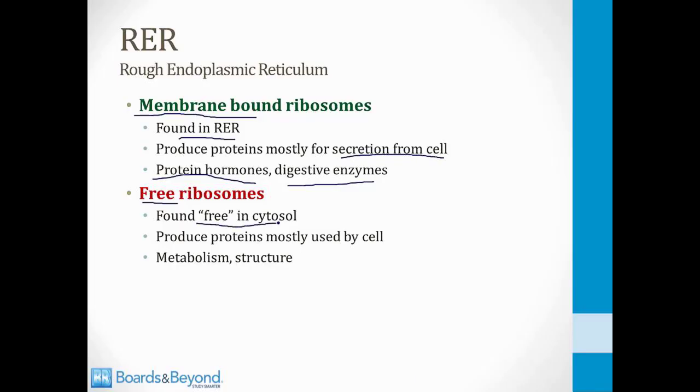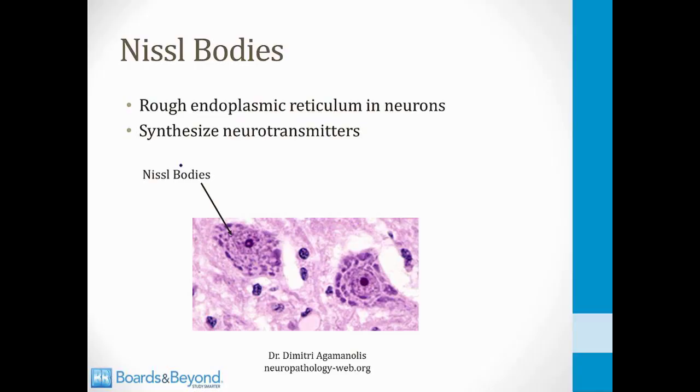That's how they get their name, and they produce proteins that are mostly going to be used internally by the cell, such as proteins that are important for metabolism of the cell or structure of the cell. Shown on the screen is a microscopic image of the cell body of a neuron, and the purple things inside the cell are called Nissl bodies. Nissl bodies are the rough endoplasmic reticulum in neurons, and their role is to synthesize protein neurotransmitters.